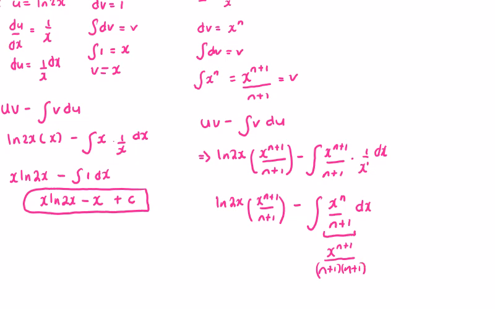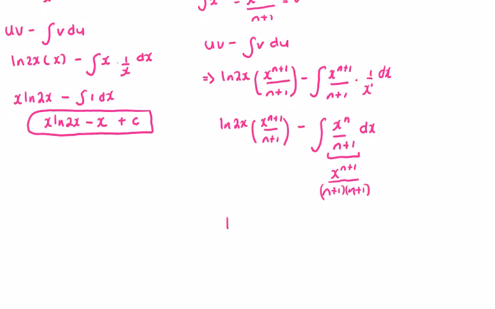So it looks like we have the natural log of 2x times x to the power of n plus 1 over n plus 1, minus x to the power of n plus 1 over n plus 1, all squared. If you wanted to tidy this up a bit further, we could factor out x to the power of n plus 1 over n plus 1 squared.